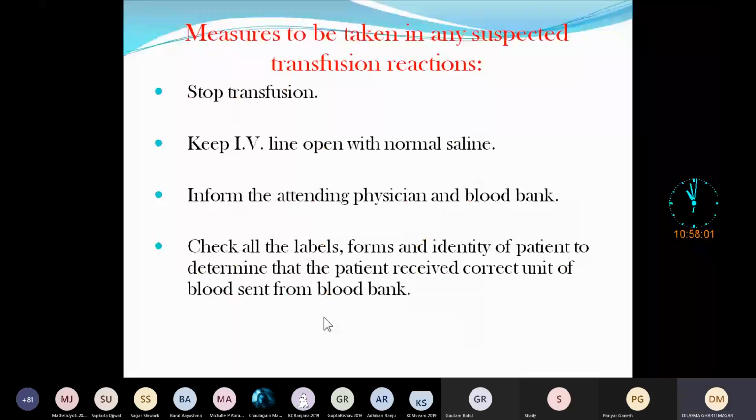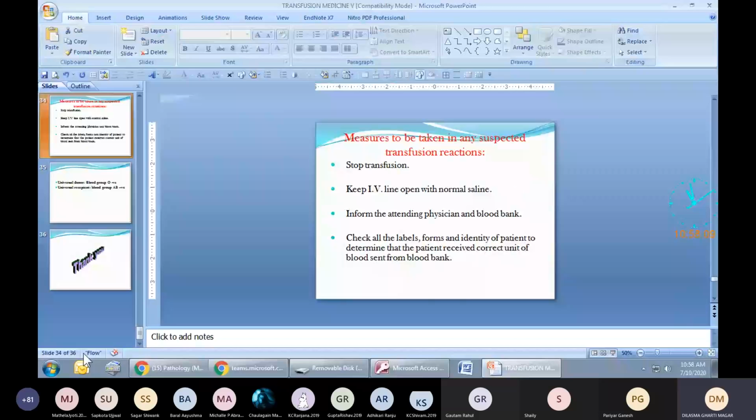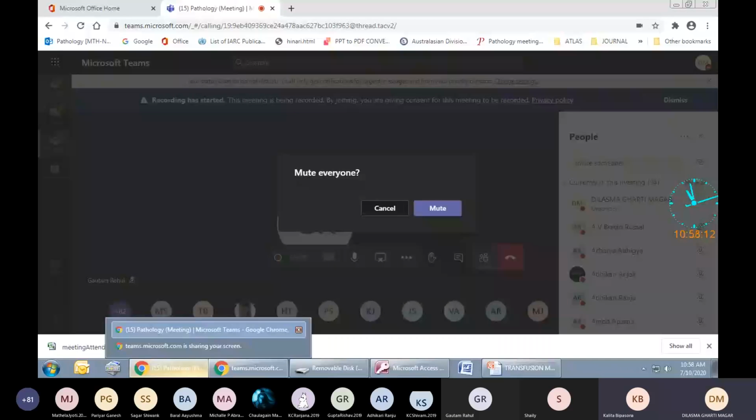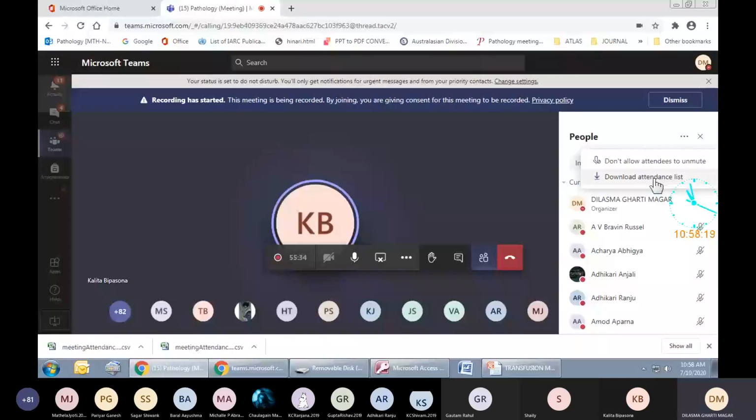So now, measures to be taken. I think this is around the last slide. So what measures should we take whenever there is a transfusion reaction? Are you understanding?